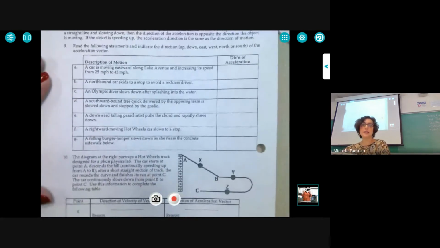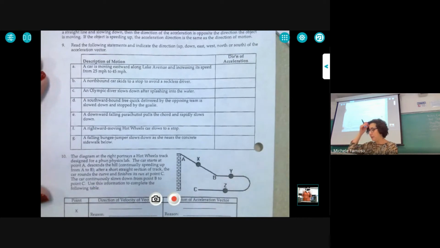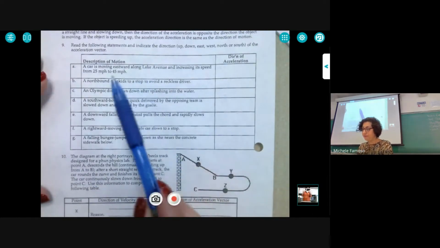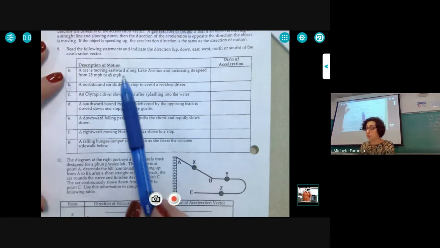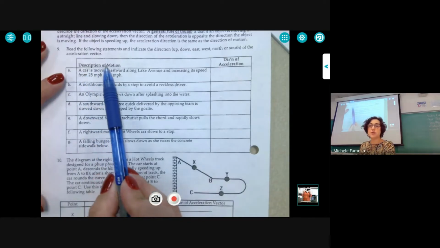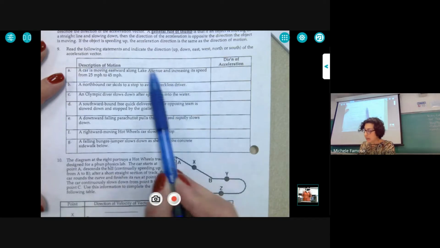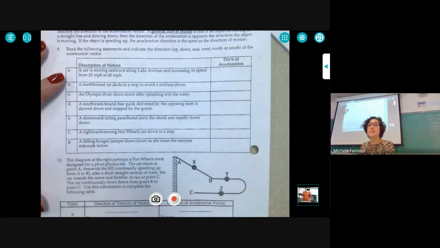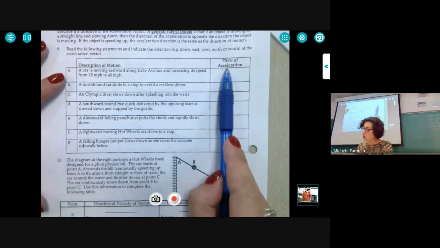All right, so let's take a look at question 9. What we're asking you to do here, well, let's take a look at what I'm giving you. I'm going to give you a description of an object moving. And in each of these cases, the object is accelerating. I want to know what is the exact direction of the acceleration vector.